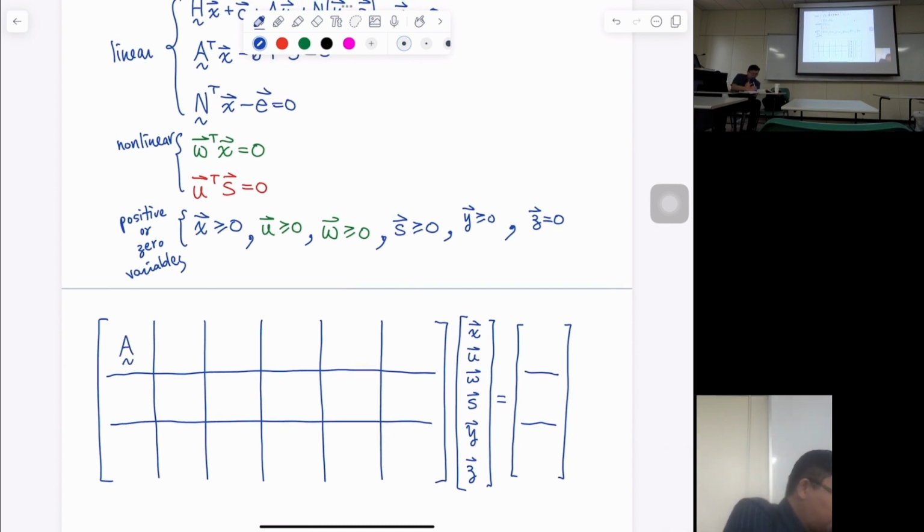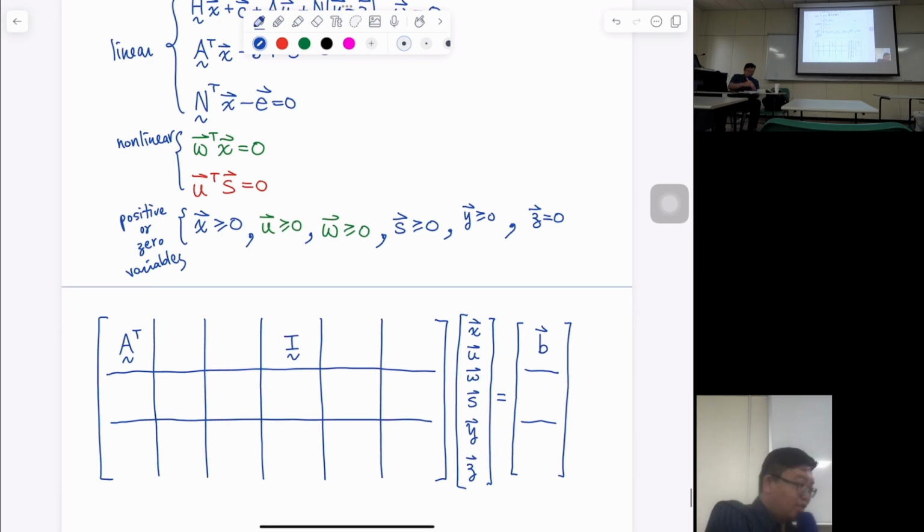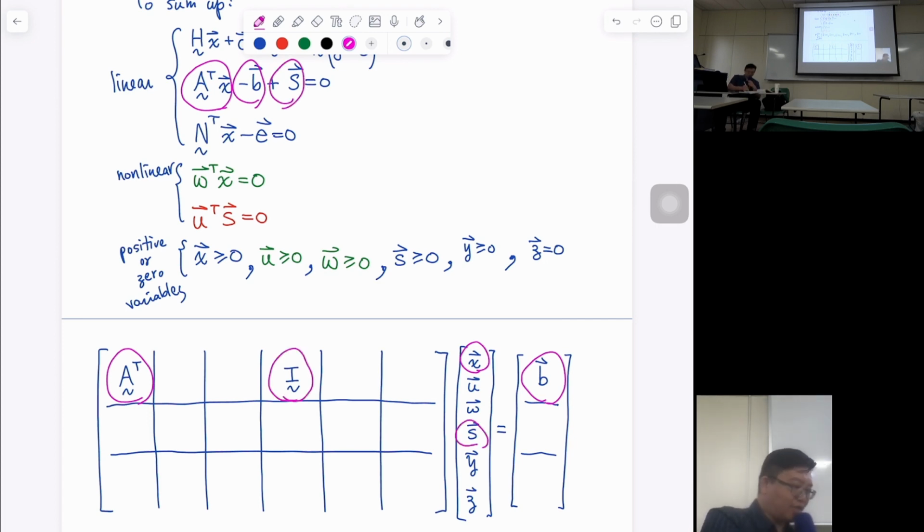So here is your A transpose times X minus B, so B can be on the right hand side, and then plus S is the fourth variable. So here it is actually the identity, because it's a matrix. Matrix times S, how do you keep the S? It's like a 1 times S, but identity matrix times S. That gives you S. So what is this? AX is the AX here. Minus B is, this is minus B, going to the right hand side of the equation. Times S, so basically I times S.